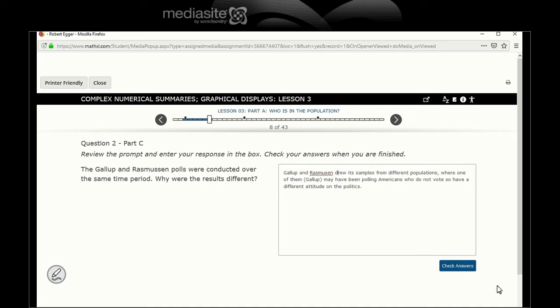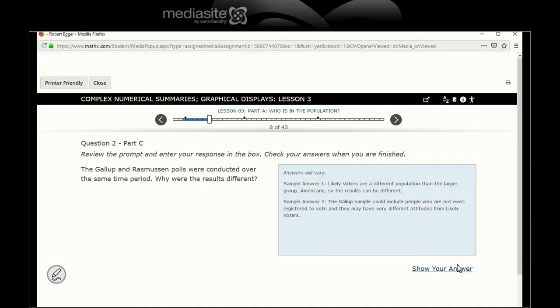Now let's see what the book says. Likely voters are a different population in a larger group, Americans, so the results can be different, and we kind of hinted that. The Gallup sample could include people who are not even registered to vote and may have a very different attitude from likely voters. We kind of said that too, so I think we covered the base.